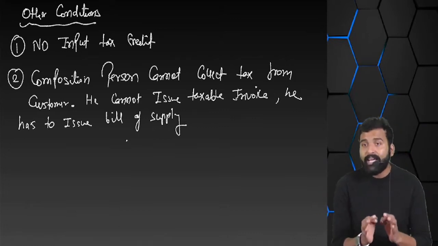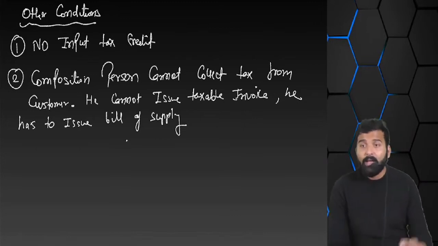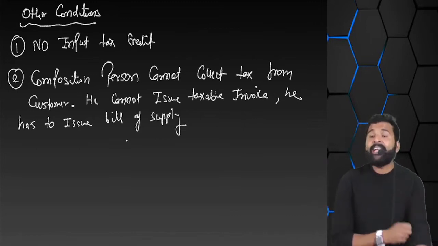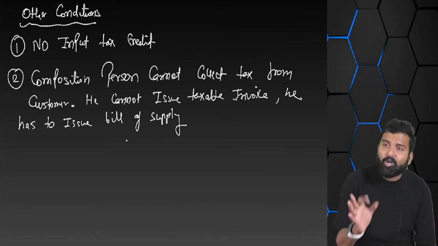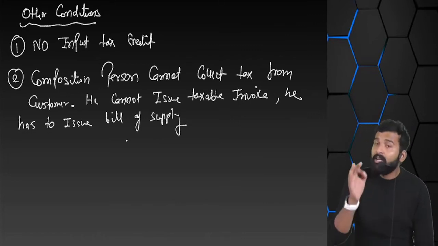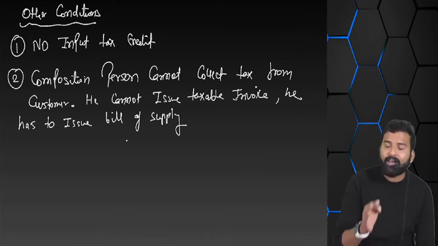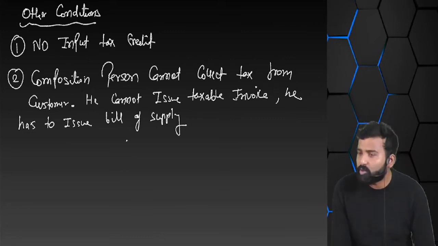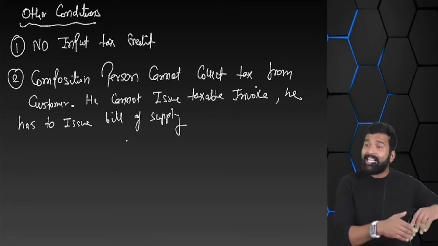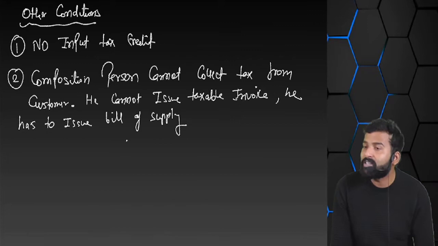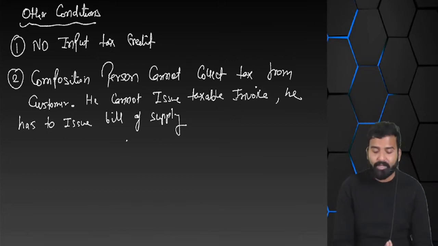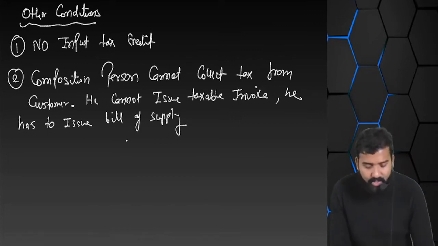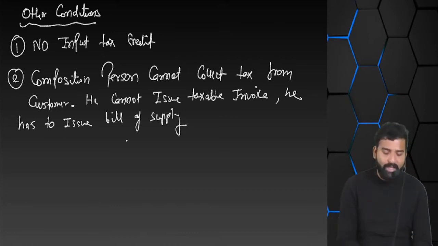But if there is a B2B buyer, meaning the next buyer is also registered and he wants to claim credit, then he will not buy from a composition dealer, because a composition dealer can't issue a taxable invoice to his customer. He cannot collect tax separately from the customer, so the next guy cannot get any credit from that composition person. I have a very good example for that.